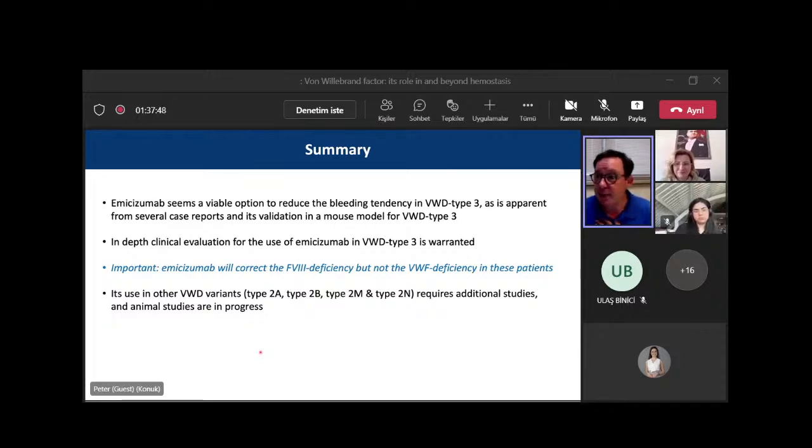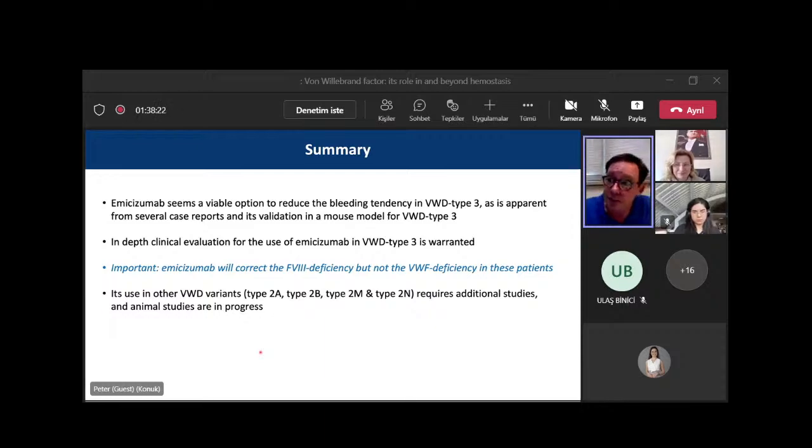I have to say, I was skeptical in the beginning too, but seeing what we see in the type 3 mice and hearing from the clinicians what they see with emicizumab, I think it's a no-brainer that this should be done. It will not resolve all the bleedings in these patients, but at least some of them. And especially the joints will be preserved much better. But always keep in mind that it will correct the factor VIII deficiency and not the VWF deficiency.